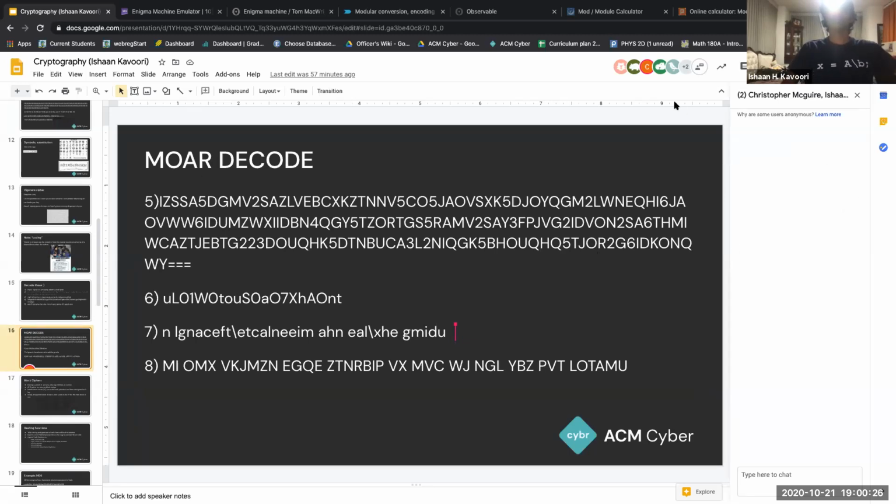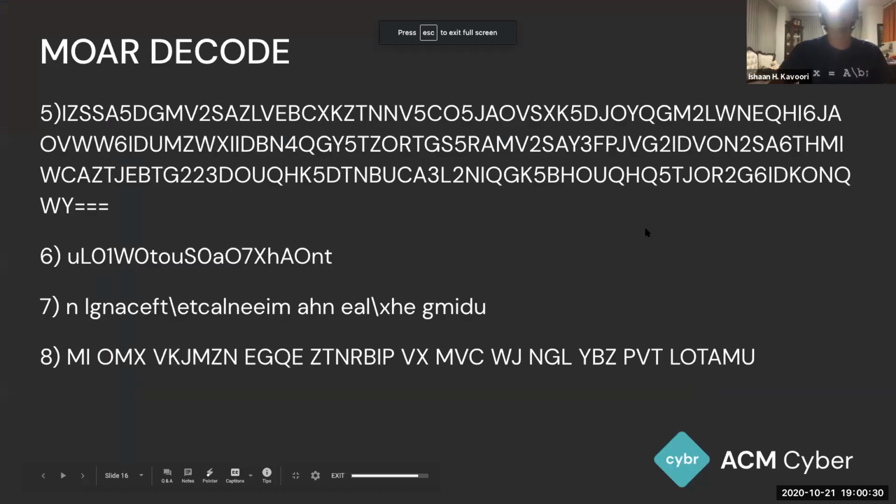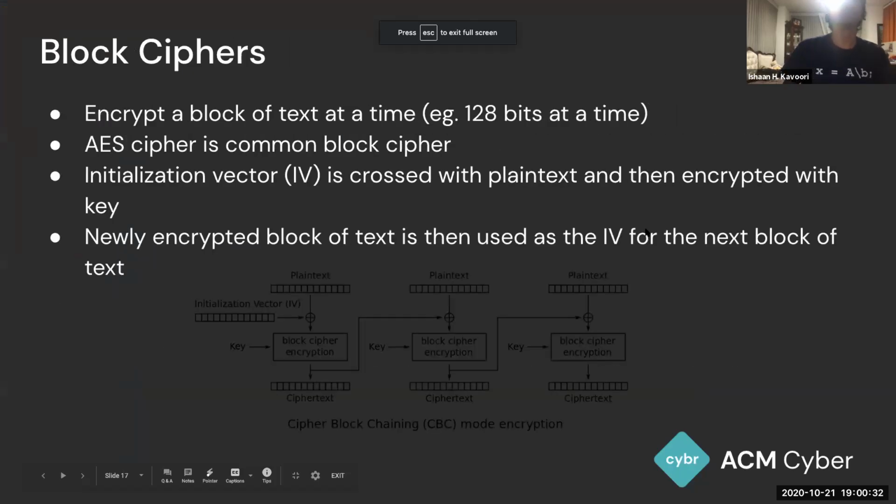Okay, now I just wanted to touch on a couple more ways to encode things. I'm not going to go too much in depth into this one, but this is a block cipher. Basically, you encrypt an entire block of text at a time, like, for example, 128 bits at a time. What's going to happen is you're going to take the plain text and cross it with an initialization vector, an IV.